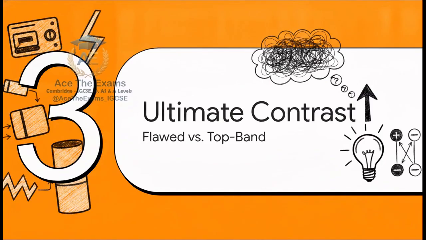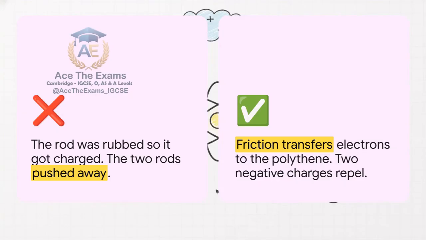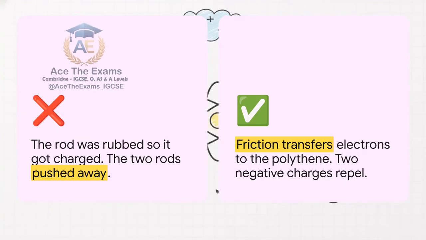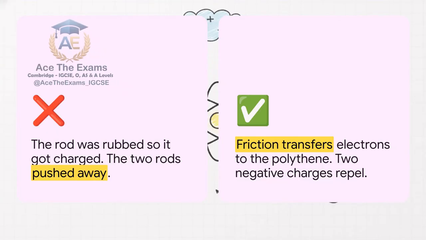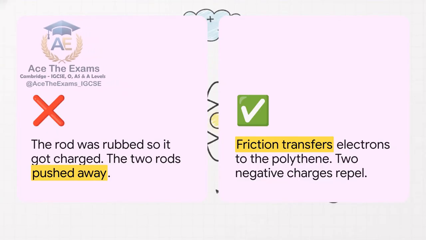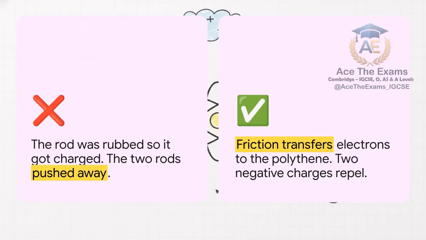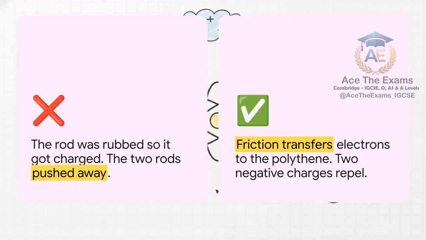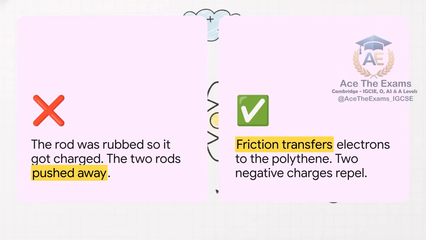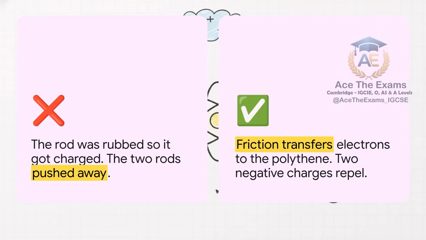Section 3. The Ultimate Contrast. Flawed versus top band. Now, what's really interesting about this slide is the sheer difference in depth here. Let's shift into examiner correction mode. On the left, the flawed answer reads, "The rod was rubbed so it got charged. The 2 polythene rods pushed away." I mean, it's factually true in a basic sense, but it gets 0 method marks, none.